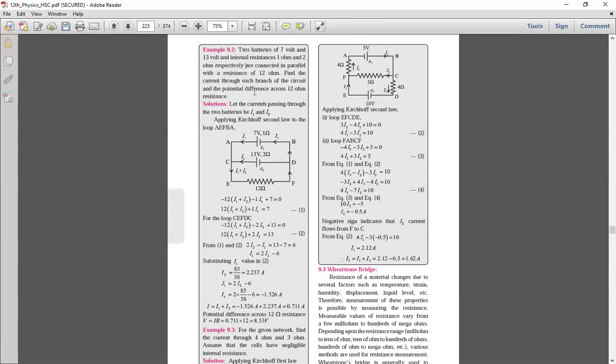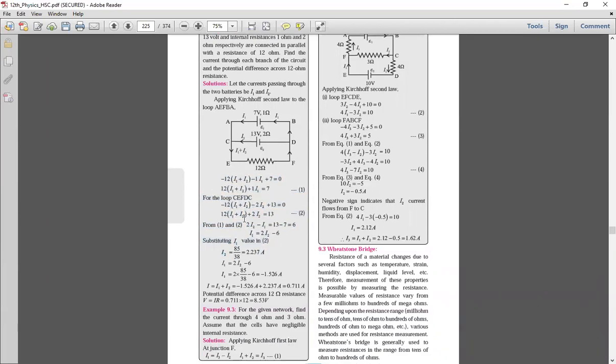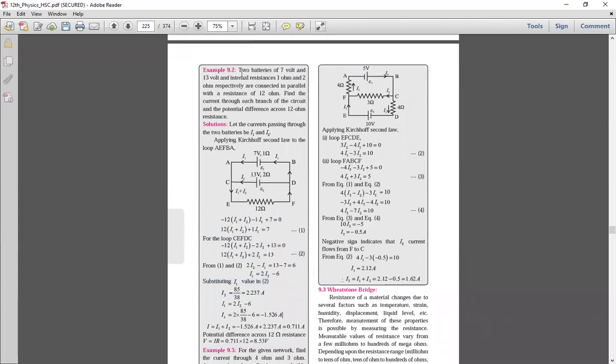Find the current through each branch of the circuit. As we have already solved in our unsolved problem 10, we first find I1 and I2, then find I1 plus I2, that is the current through the external resistance. So it is the same problem. In the book they have solved it in a short way. Try to solve it the way I explained. Don't waste your energy on understanding the problem, solve in my way.